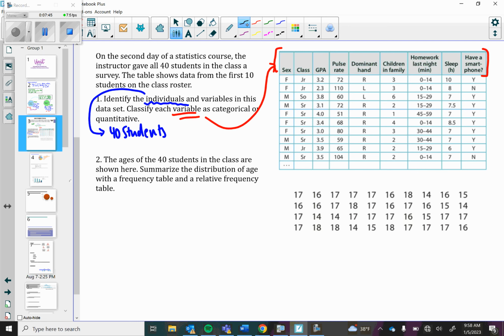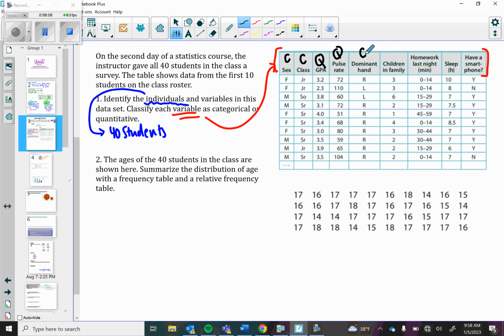So gender, sex is going to be categorical, puts you in a group. Class, also again, puts you in a group. Your GPA is a number, and it would make sense to find an average GPA, so we're going to say quantitative. Your pulse rate, again, is a number, and it makes sense to take an average. Dominant hand puts them in a group, categorical.